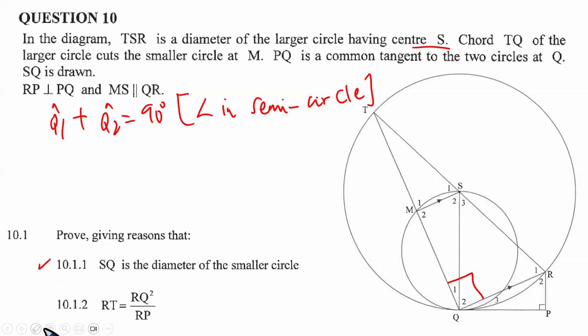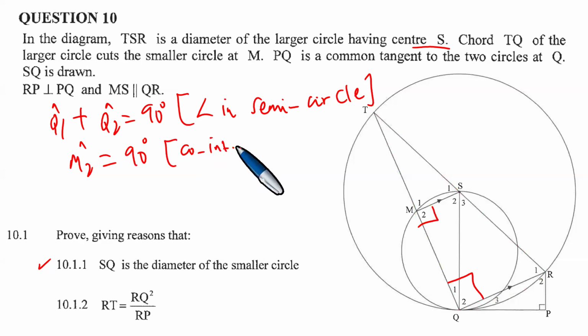Next. So the angle M2 is therefore equal to 90 degrees. Why? Co-interior angles. So these are co-interior angles. Well done. Why? What are the parallel lines? MS is parallel to QR.